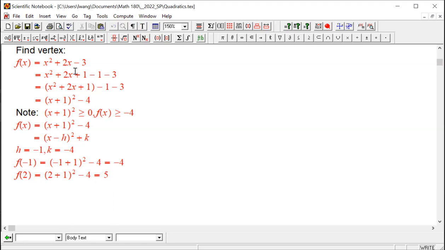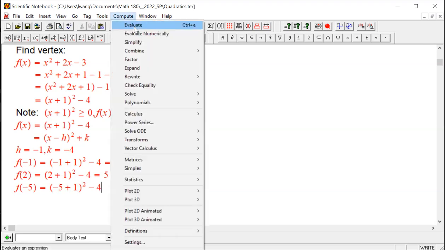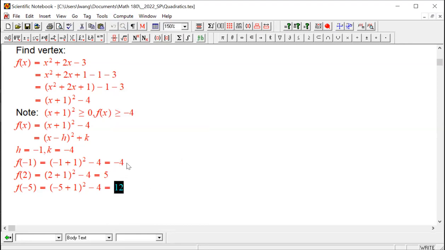If you plug in, say, -5, it doesn't matter, you evaluate it and you get 12. 12 is larger than -4. So if you keep going, no matter what other number you plug in, other than -1, I guarantee you that -4 is going to be smaller than all of them. Only when you plug in -1 does it reach its minimum. So that's what it means.